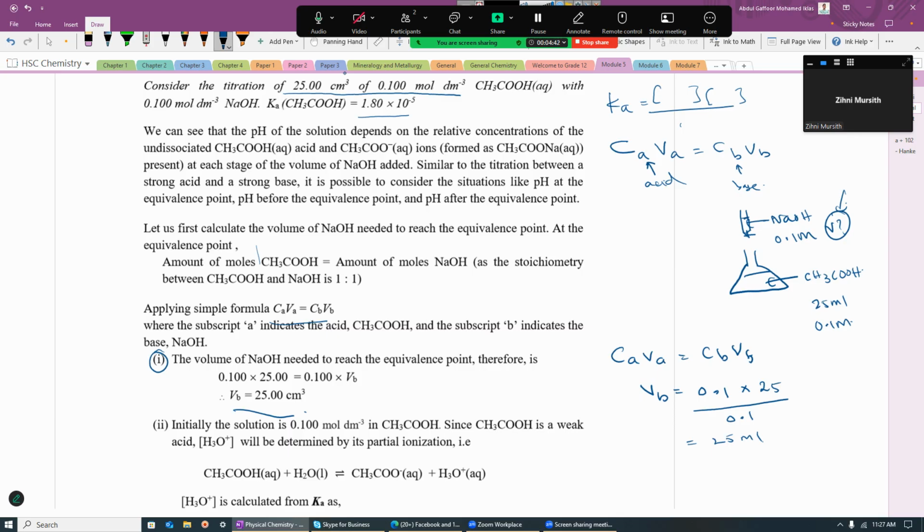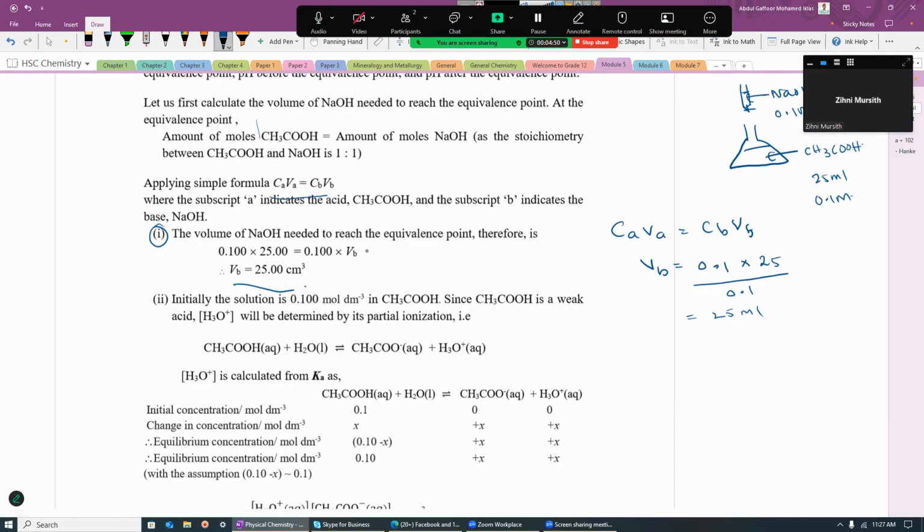So initially the solution is 0.1 mole. These are just calculations. Now we have to calculate the initial pH value. Initially means when we have not added any amount of NaOH. So in the graph, this is the volume of NaOH, and at 0 volume we have not added NaOH at all. In that case we have to find out the pH. In that scenario the pH will be solely contributed by the acid's own dissociation.